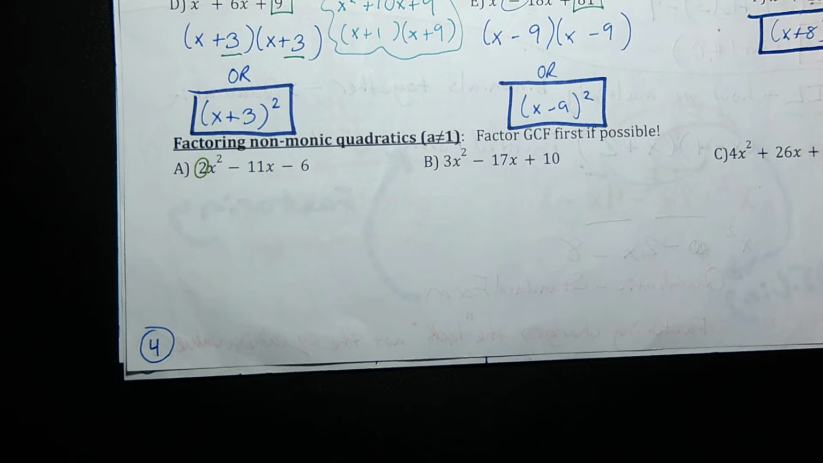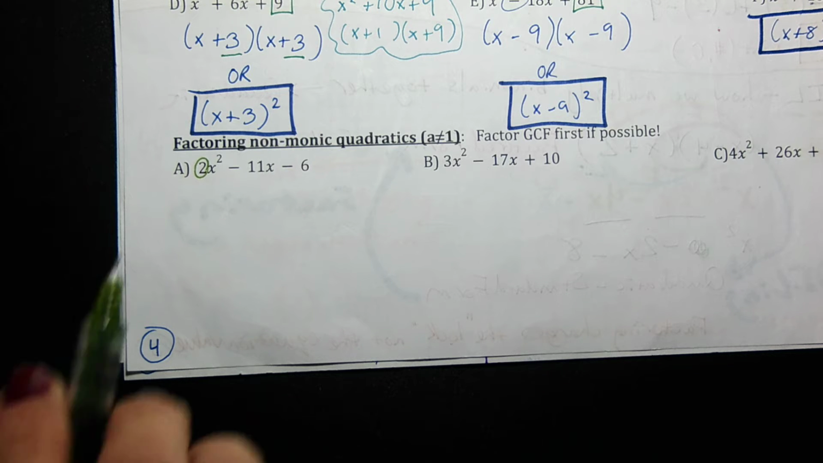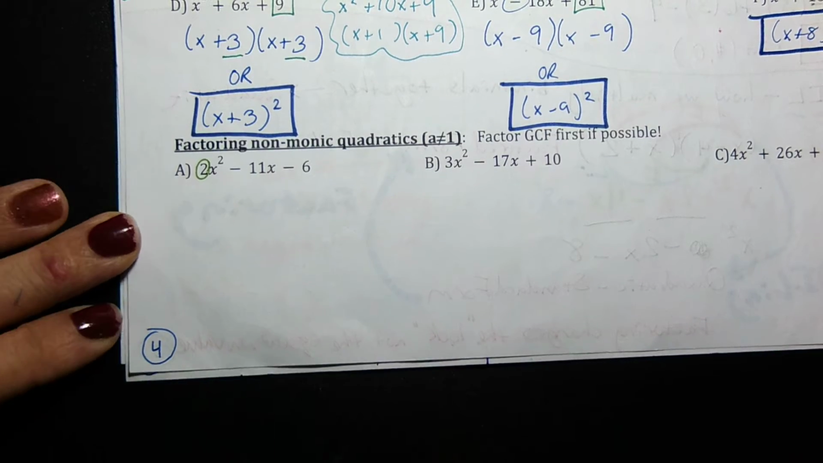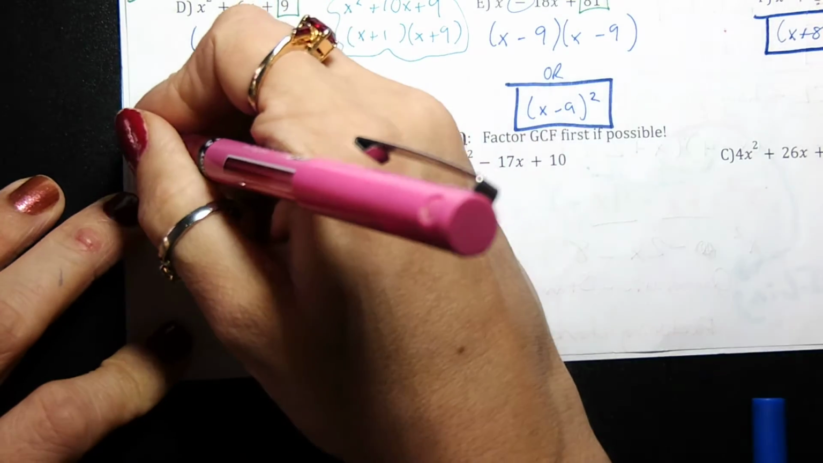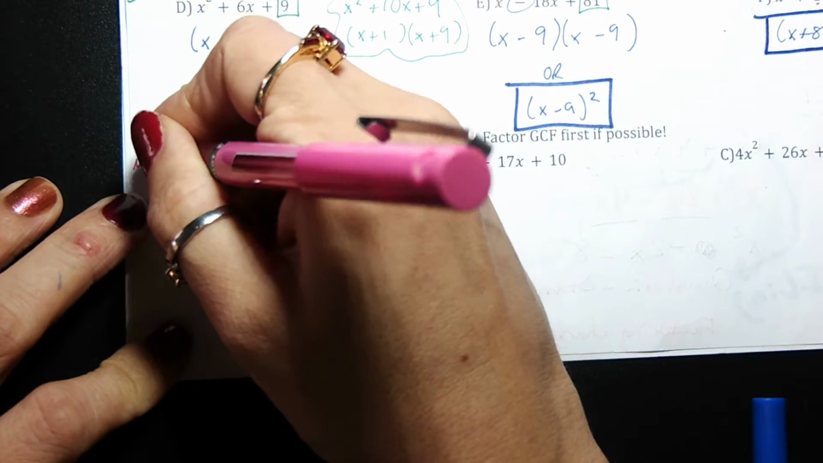Now, sometimes you'll be able to take out that number as a GCF. Can I factor out 2 from 11 and 6? From 6, yes. From 11, no. So I am stuck with this A value. So this is where the X method comes into play. So, X method.